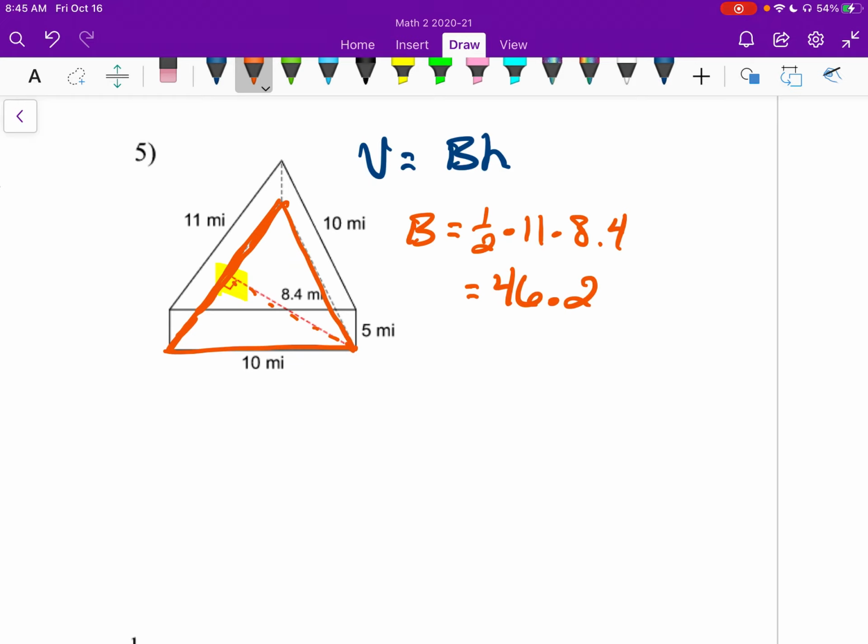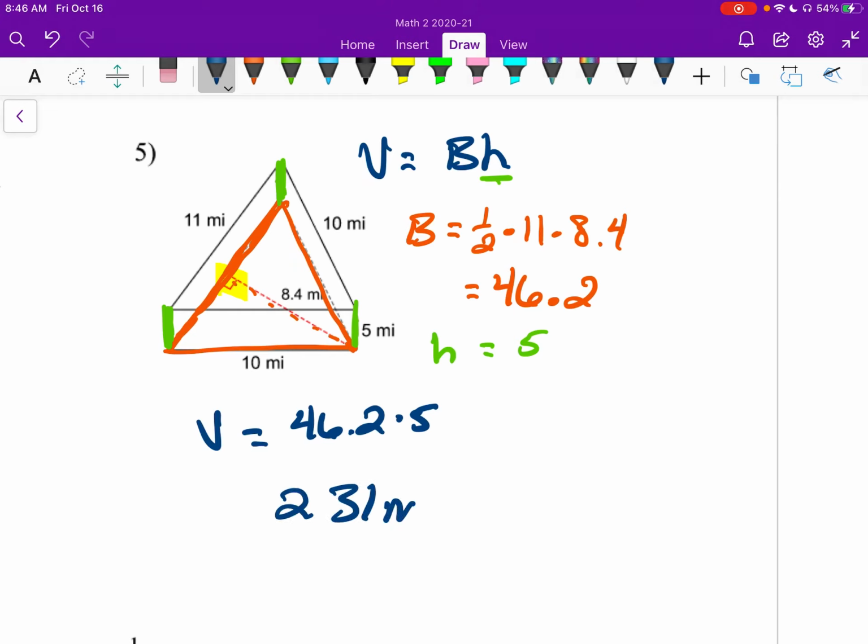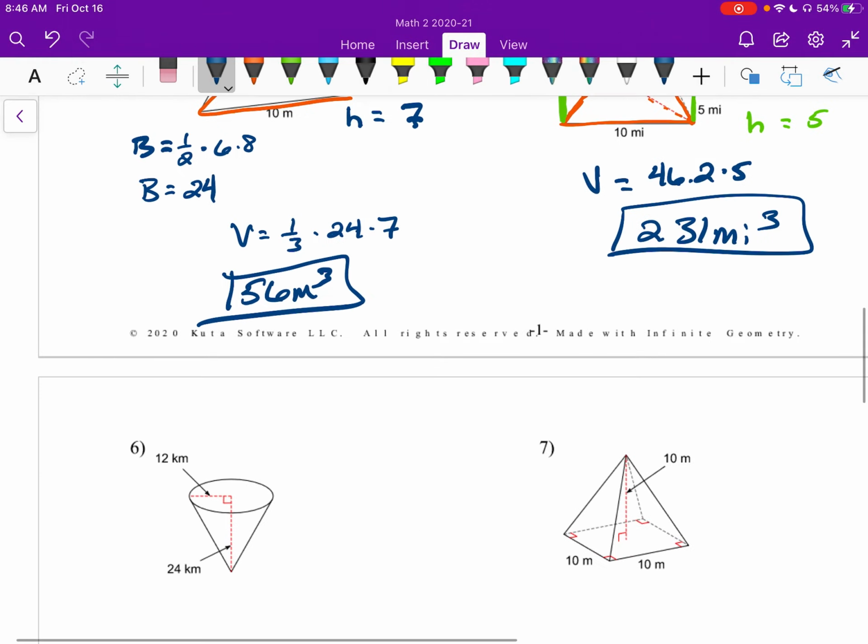All right. Now for the height, my volume height, I'm going to have 5 because that's the distance between my triangles. Those 3 sides there, those 3 segments, are all 5 units long. So now I can plug into the volume formula. Volume is going to be 46.2 times 5, which is 231, and we're talking about miles, and they are cubed. All right, that's number 5.